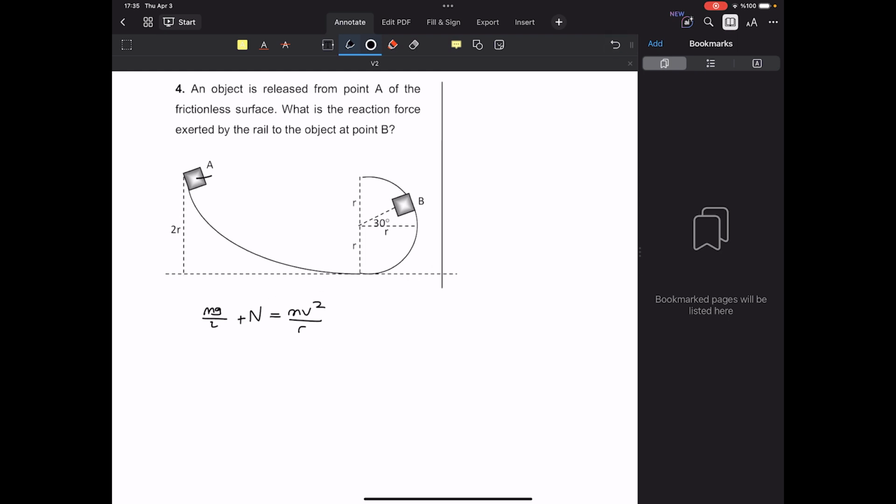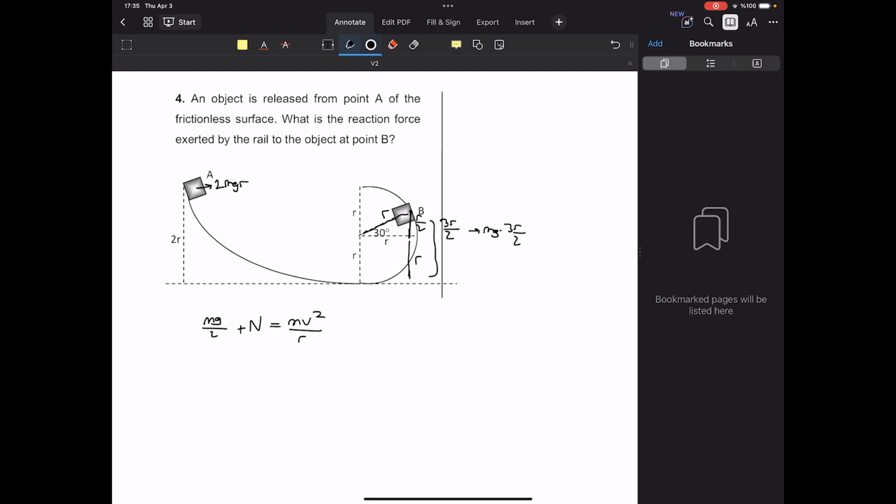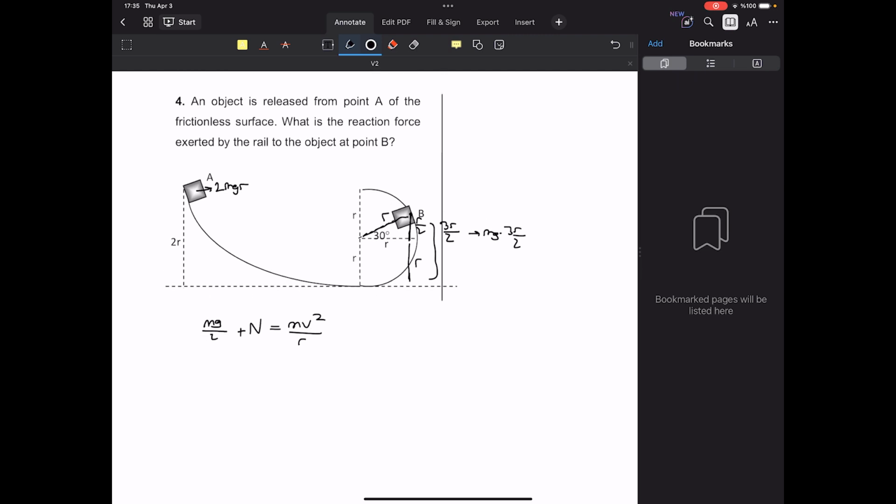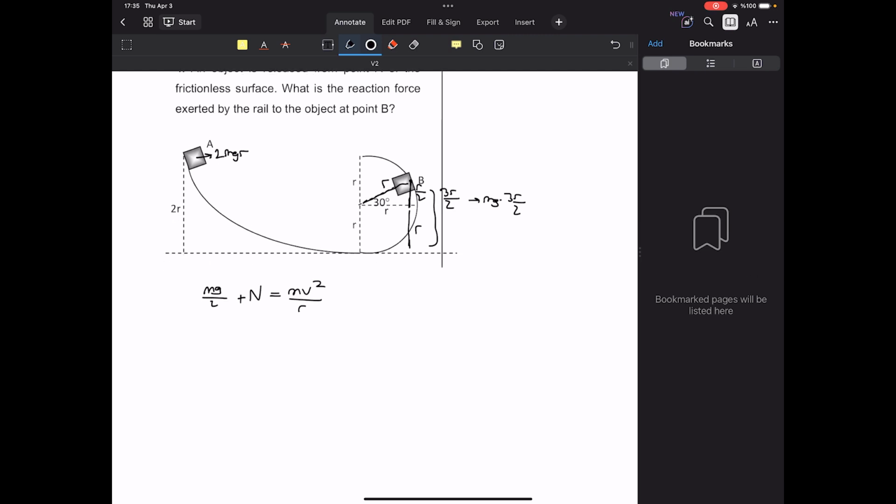So here, the object has a potential energy of 2mgr. Here, it has a potential energy of, well, let's find the height. So this length is r, so this length must be r/2, and this length is r as well. So this length is 3r/2, so the object has mg times 3r/2 of potential. So the potential energy difference is going to equal the kinetic energy at this point, because here the object is released at rest, so it has no kinetic energy.